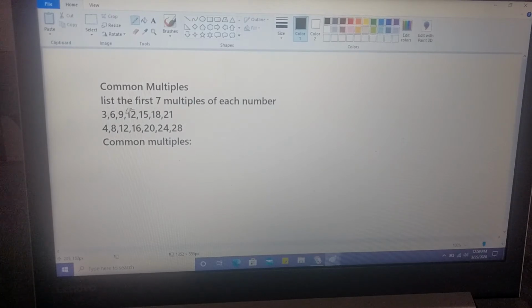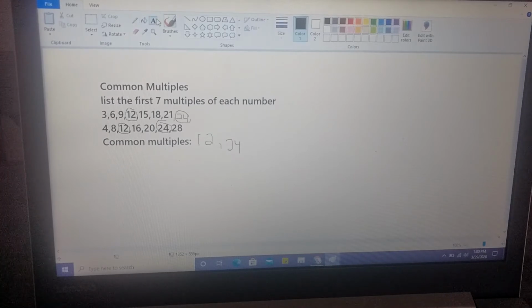We got 12. So we'll circle that, 12. What else do we have? And that's pretty much it. If we had kept going one more here, we would have had 24. So if I went a next step here and did 24, because that's times 8, you could also circle 24. So the common multiples that we found here are 12 and 24. That's how you find your common multiples.